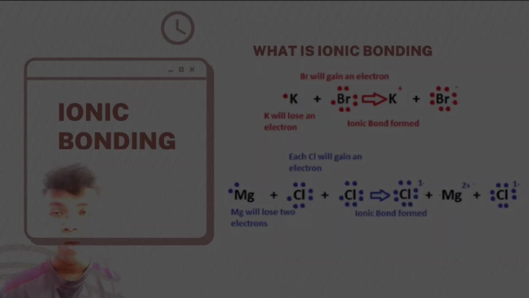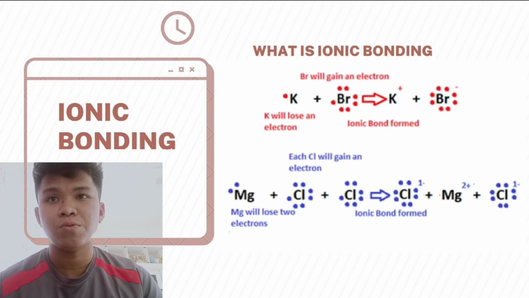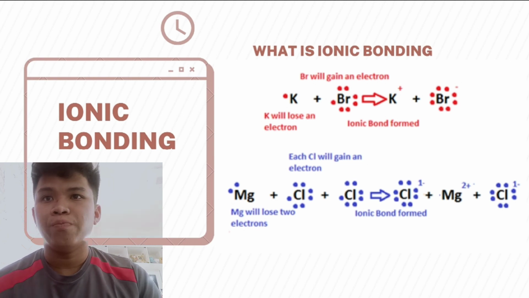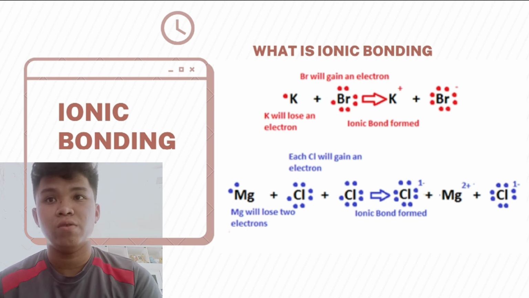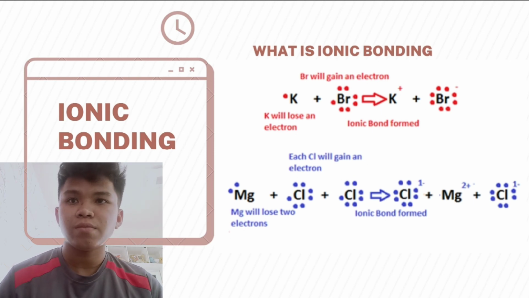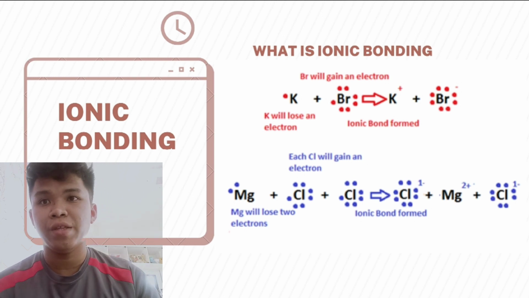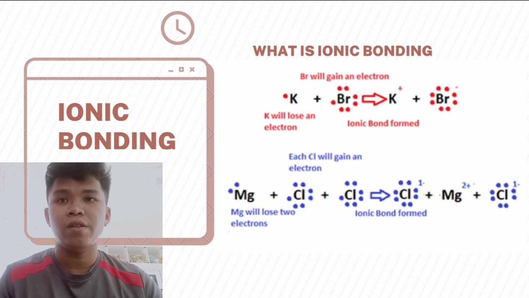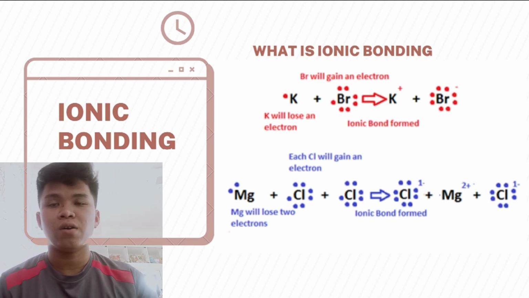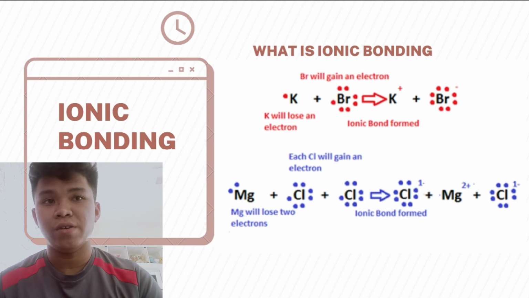So, dyan makikita nyo sa screen yung ionic bonding ng potassium tsaka yung boron. So, boron will gain the electron, the potassium will lose its electron. So, ionic bonding was formed after that. Then sa baba, the magnesium and chlorine ionic bonding. So, the magnesium will lose 2 electrons. Then yung each chlorine will gain an electron. So, an ionic bond forms after that.